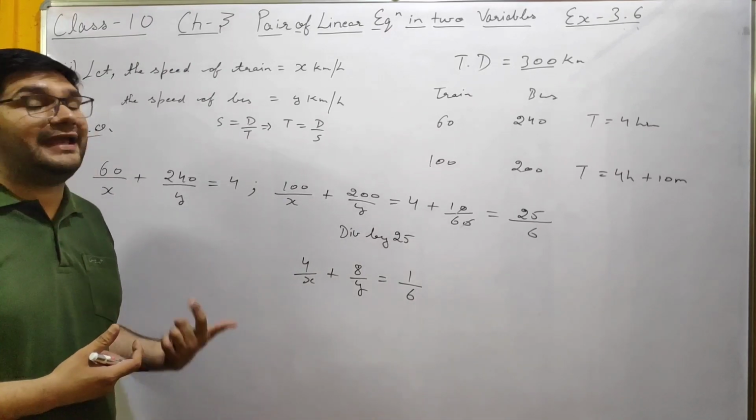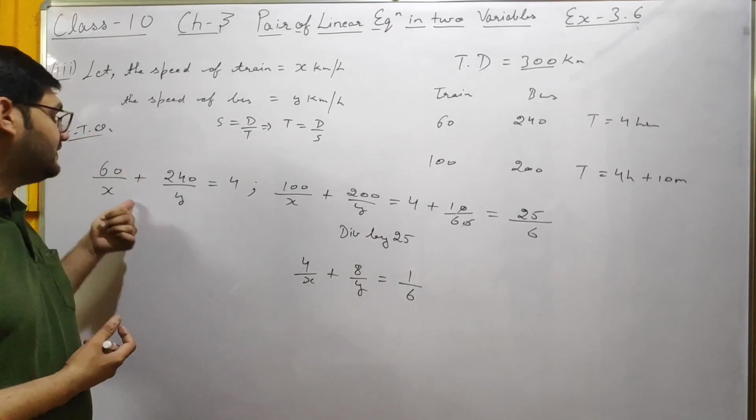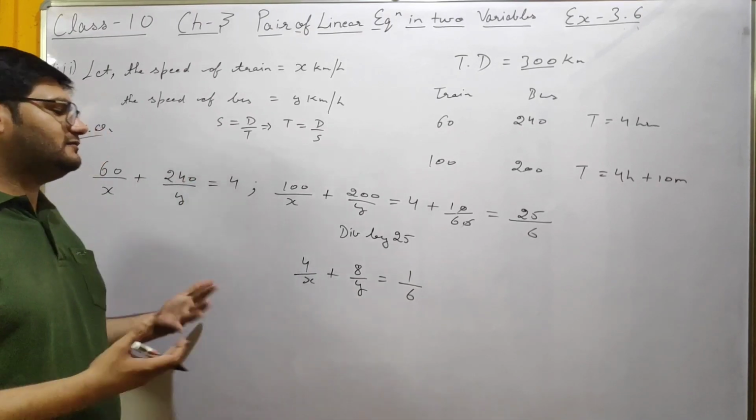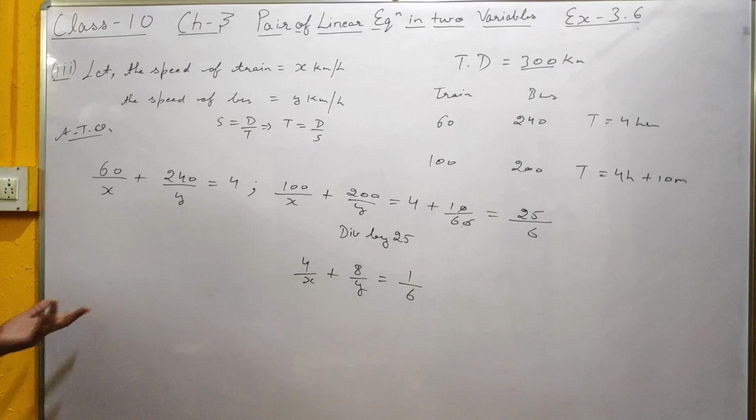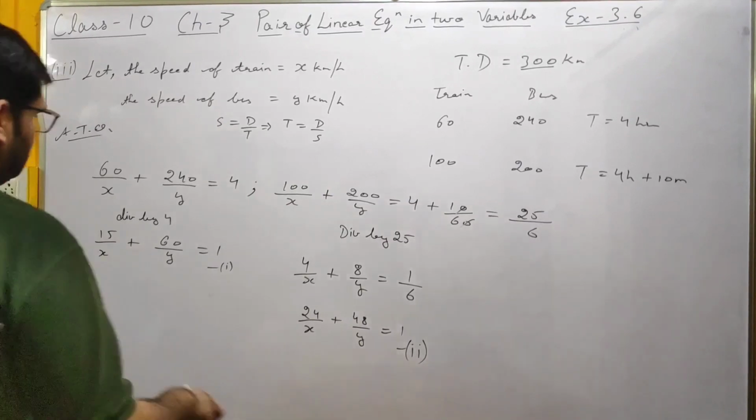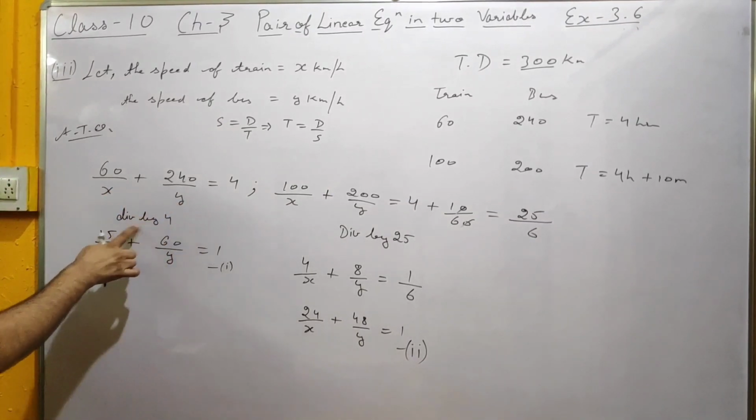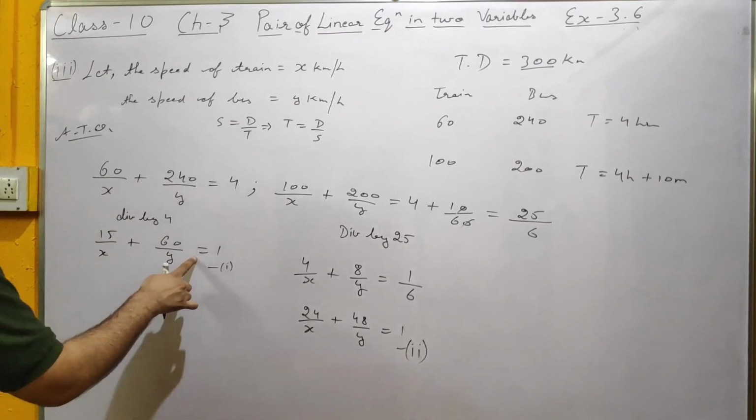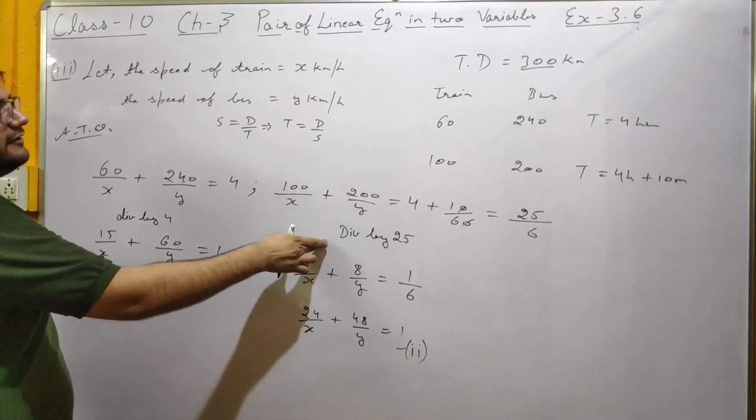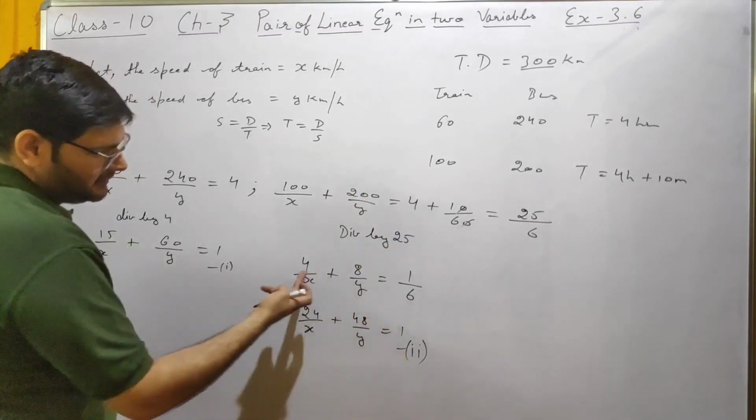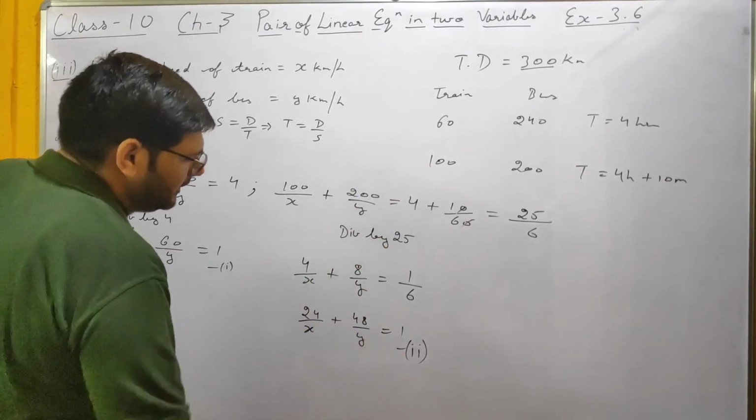First of all we will find the value of a and b, because here it is 1 by x, here also 1 by x, then 1 by y and then 1 by y. So just try to solve. Let's find out what happens. You can pause the video and note it down. We will divide this equation also by 4. So we will get 15 by x plus 60 by y equals 1. And here we have already divided by 25. After dividing by 25 we got this. Now we will multiply 6 in the numerator here also. So this will be our second equation.